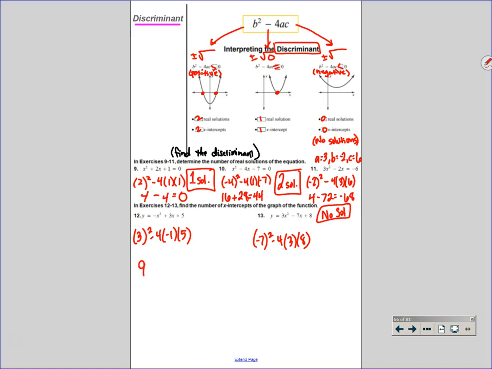If you did your PEMDAS correctly, you would have ended up with 9 plus 20, which is a positive number. Positive numbers mean 2 solutions.